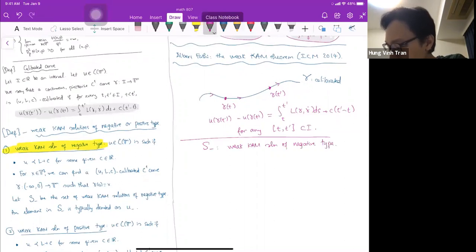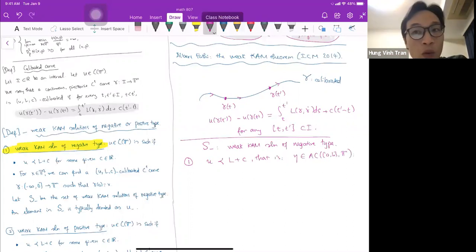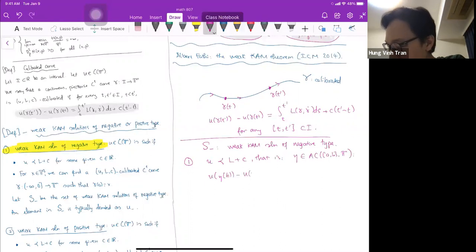And by that, we meant that there are two properties for it to hold, right? First, that u is dominated by L plus c, that is, for any eta absolutely continuous from any [a, b] to the torus, instead of the equality like above for calibrated curves, you only have that it is dominated. So you only have u of eta(b) minus u of eta(a) is less than or equal to the action functional. So that's what is meant by being dominated.